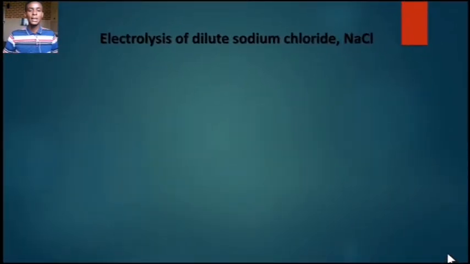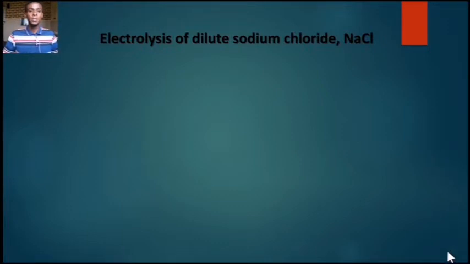So we're looking at electrolysis of dilute sodium chloride. Now, can you answer the question: how many electrolytes will be present in the electrolysis of dilute sodium chloride? The answer to that question would be water and sodium chloride. Sodium is the cation of sodium chloride, while chloride ion is the anion for sodium chloride, whereas for water we have hydrogen ion and hydroxide ion respectively.